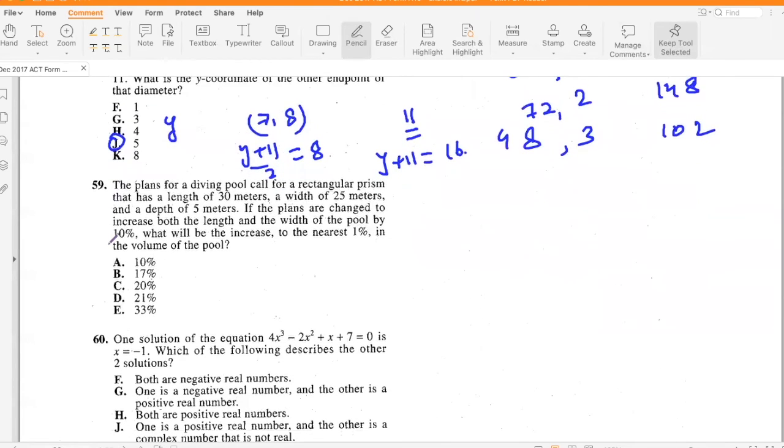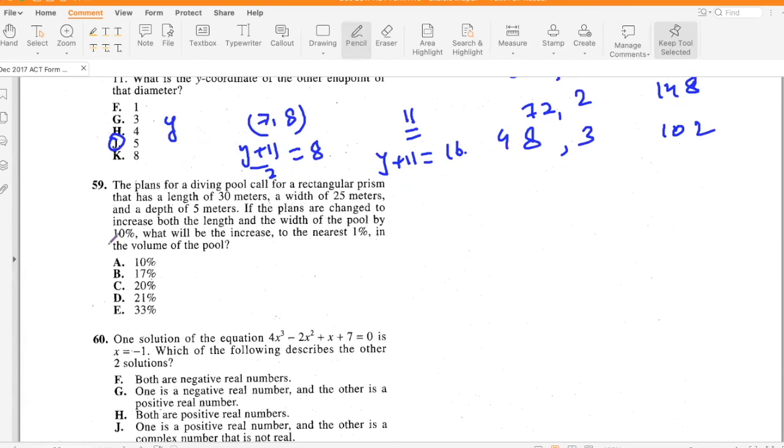The plans for a diving pool call for a rectangular prism that has a length of 30, width of 25, and depth of 5. If the plans are changed to increase both the length and the width of the pool by 10, what will be the increase in the volume of the pool?